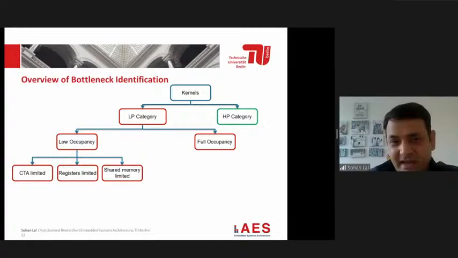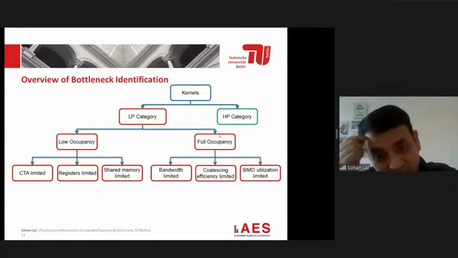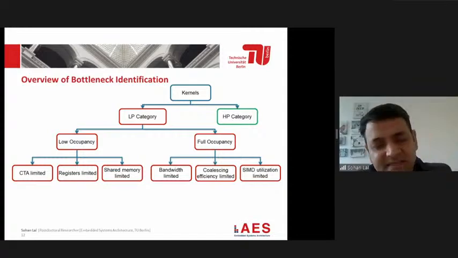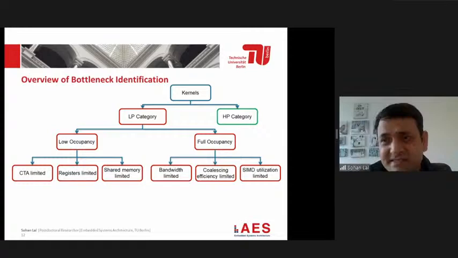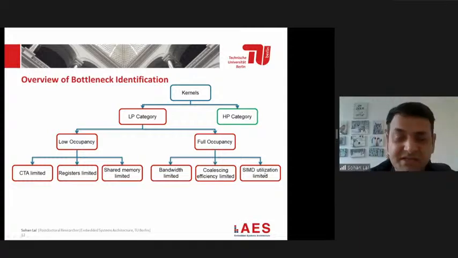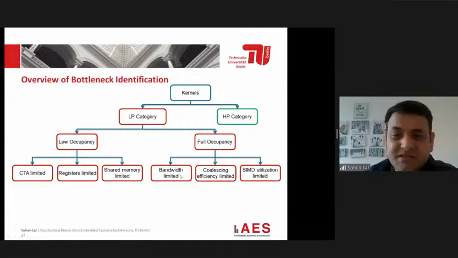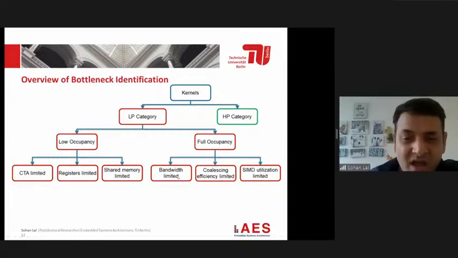For the full occupancy category, occupancy is not a problem because these kernels have the highest number of threads that is possible. Since that is the case, we study if the high bandwidth utilization, the low coalescing efficiency, or SIMD utilization is a problem for this category of kernels. Now, bandwidth utilization is more or less clear.